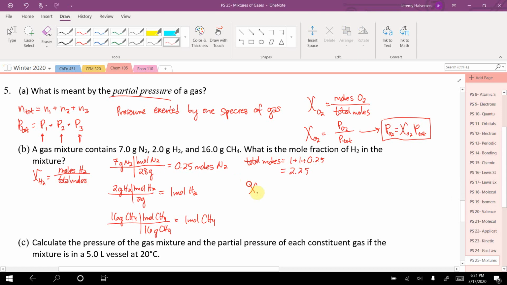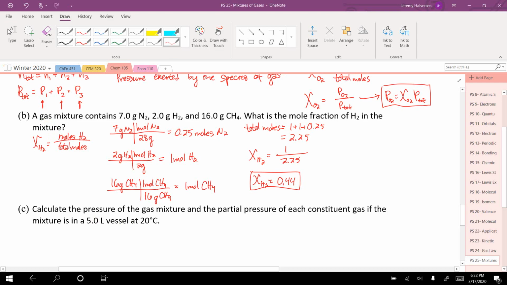So if I want the mole fraction of hydrogen, I need the moles of hydrogen divided by total moles. And when I do that, I get that the mole fraction of hydrogen is 0.44. I could also find the mole fraction of nitrogen, right? I'd put moles of nitrogen divided by total moles. Mole fraction of methane, moles of methane divided by total moles.